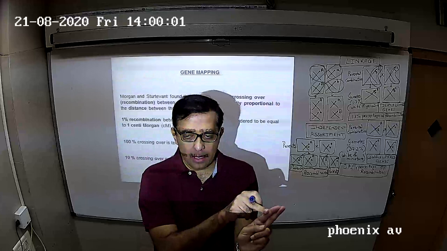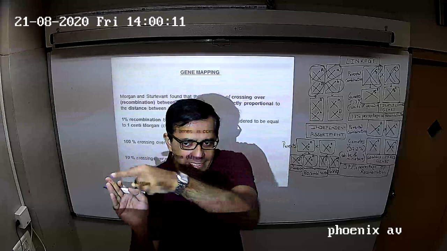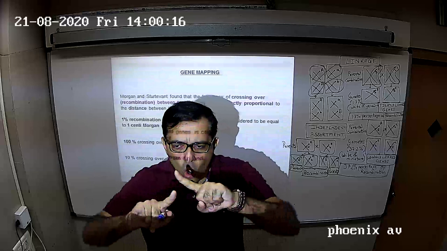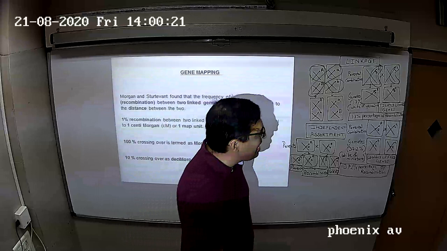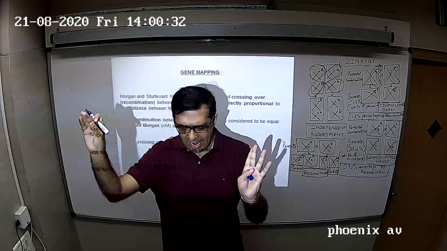Recombination chances are less. Why? Because capital A, capital B are tightly linked, small a, small b are tightly linked, very close to each other. So, unke beech mein crossing over ke chances kam hote hai, and there is a very high chance that you will get parental genotype. Capital A, capital B, small a, small b.